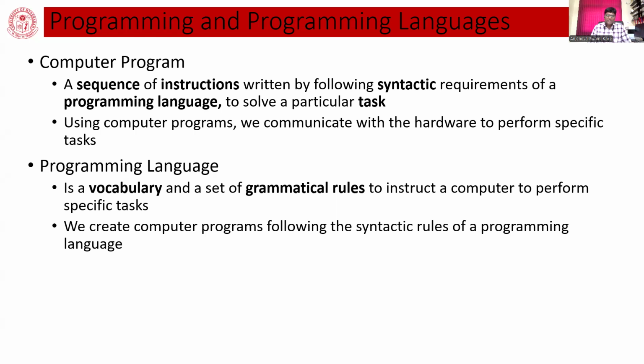What is a programming language? If you take the English language or any language, every language has some vocabulary and some grammatical rules to form sentences and paragraphs, right? Like that, computer programming languages also have a vocabulary. A programming language is basically a vocabulary and a set of grammatical rules to instruct a computer to perform a specific task. We create computer programs following the syntactic rules of the programming language. Every programming language has syntactic rules. Following them, we write computer programs.